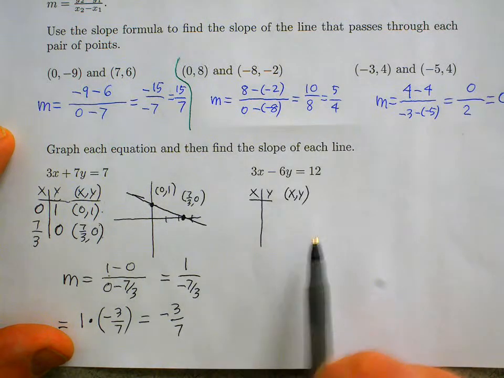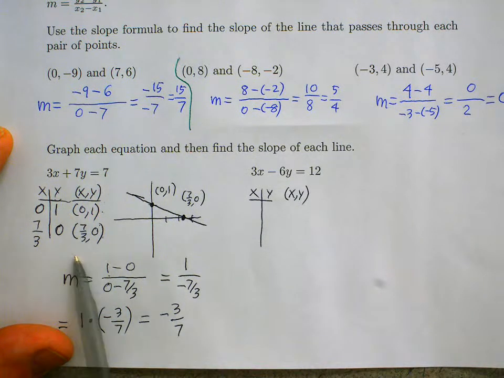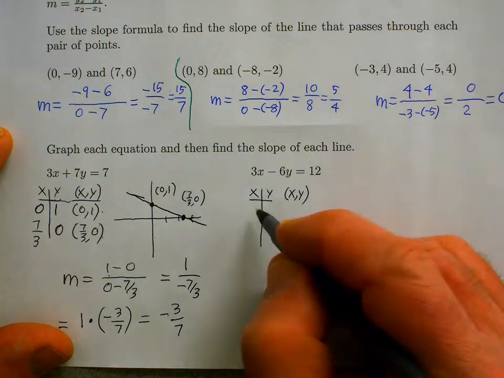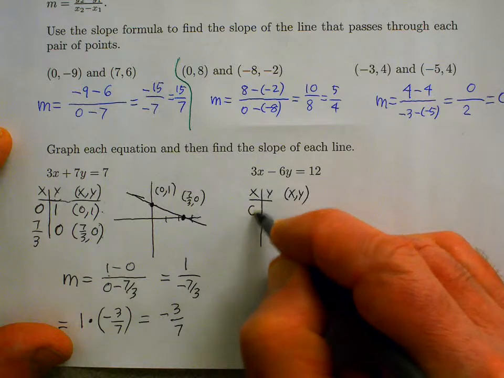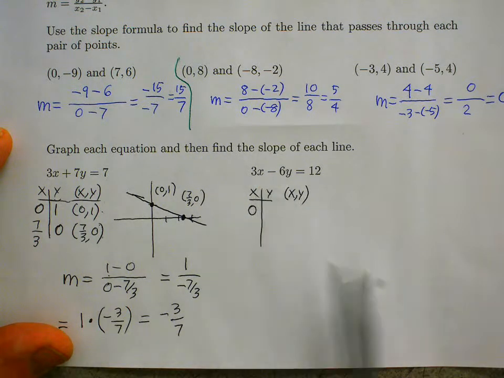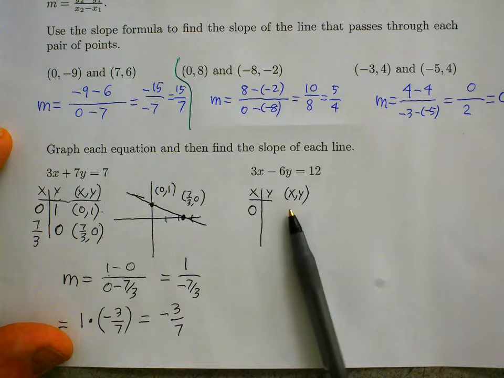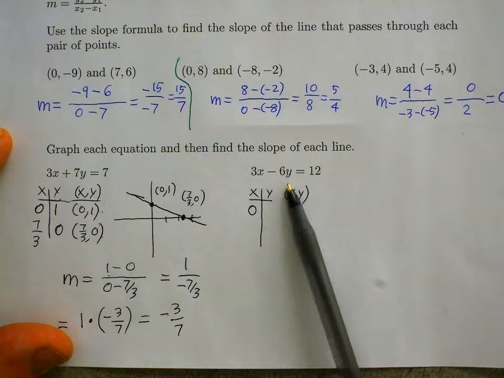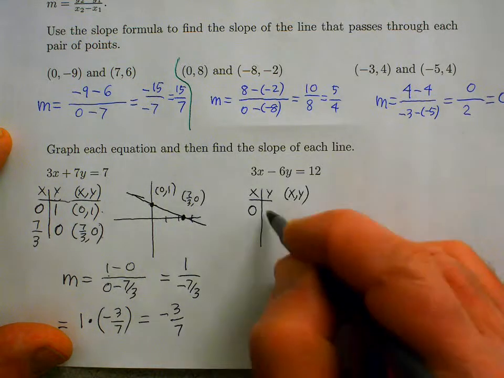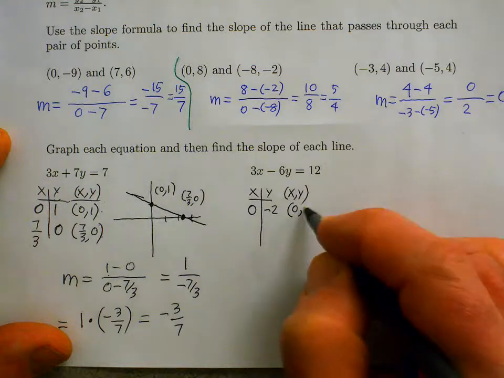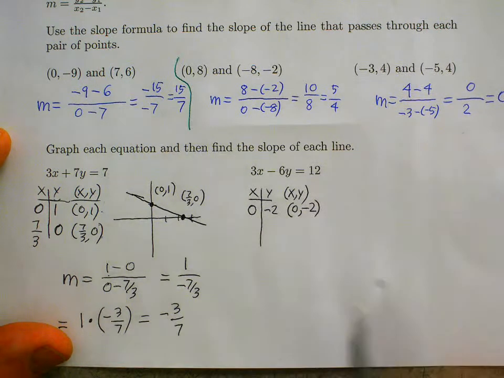If we use the x and y intercepts again, like we did on the previous one, well, in a case like this, that's probably the most convenient thing to do. If we pick x to be 0, then in the equation, when x is 0, we're left with -6y equals 12. Then divide both sides by -6, we get y equals -2. So our y-intercept is the ordered pair (0, -2).